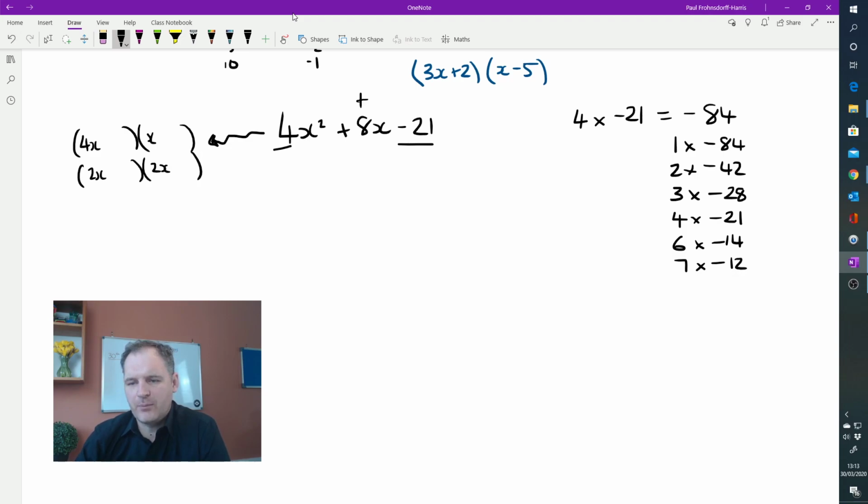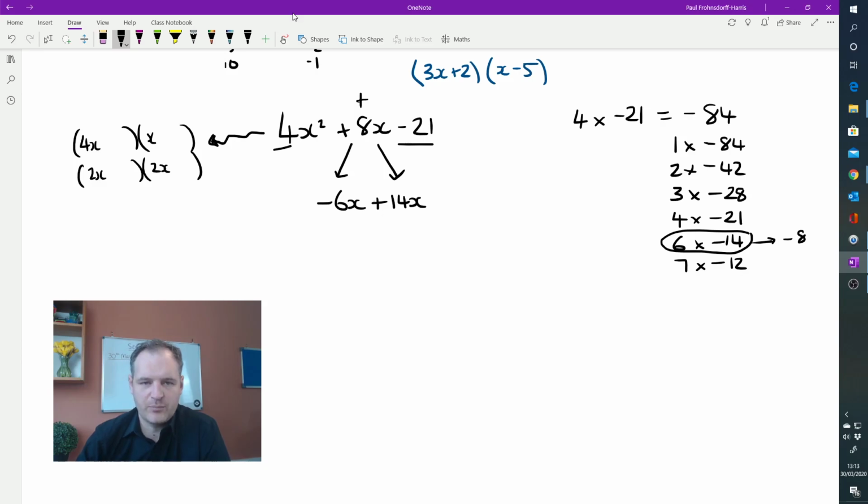I can spot a pair that makes negative 8, which tells me, fine, I need it the other way round. So this is going to split into negative 6x and plus 14x. It's the other way round because we want plus 8x. Keep the 21, keep the 4x squared, draw a dotted line down the middle, and we've got 2 separate factorisings to do.